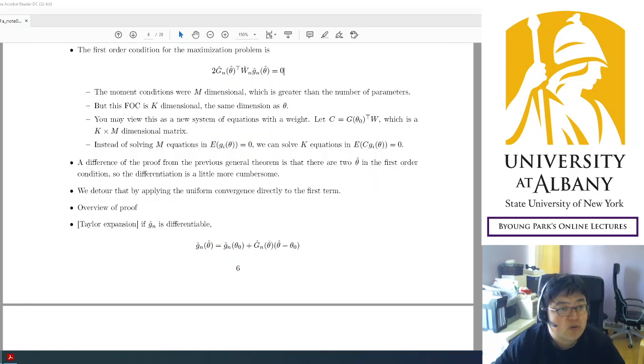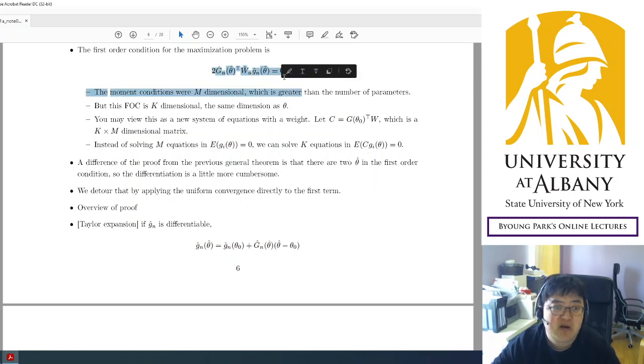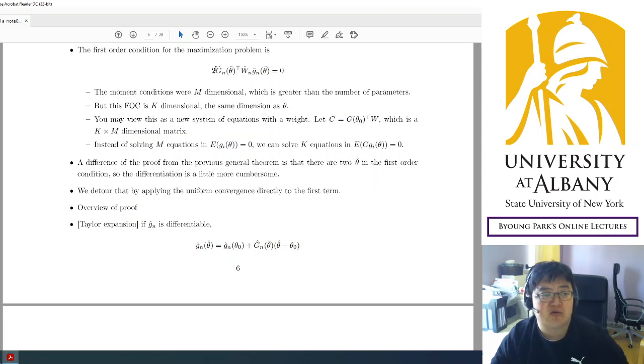Oh, so we are going to derive the asymptotic normality from this first order condition. First of all, multiplying by 2 does not matter. You can just divide both sides by 2, and so you may just drop the 2, ignore the 2. And what we need here is to approximate this first order condition by a linear function of theta hat by the Taylor expansion theorem.